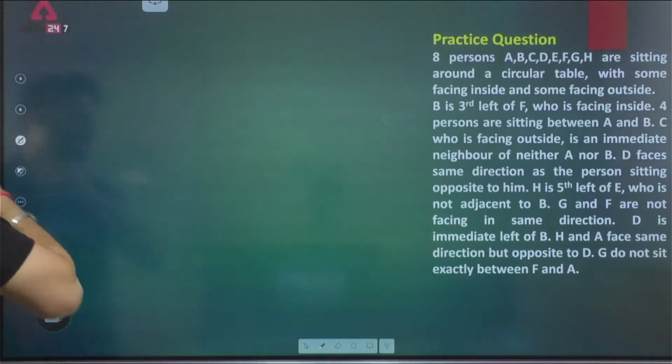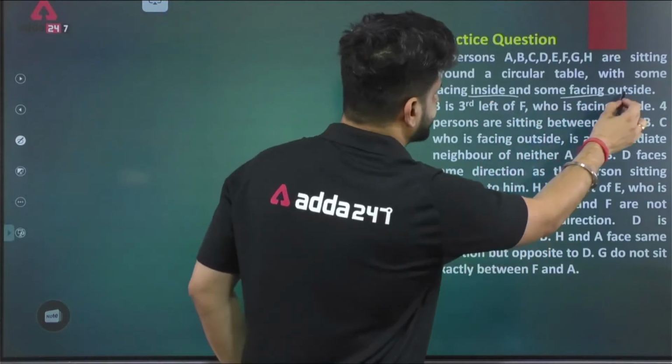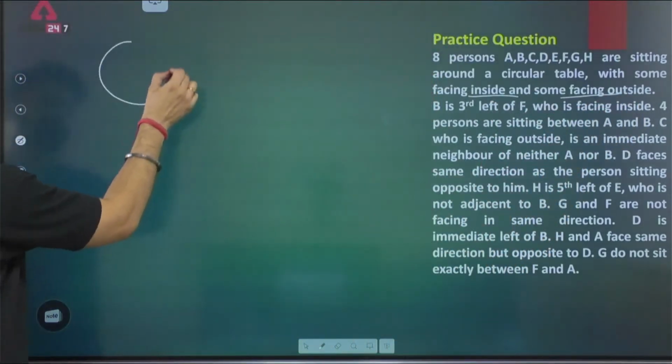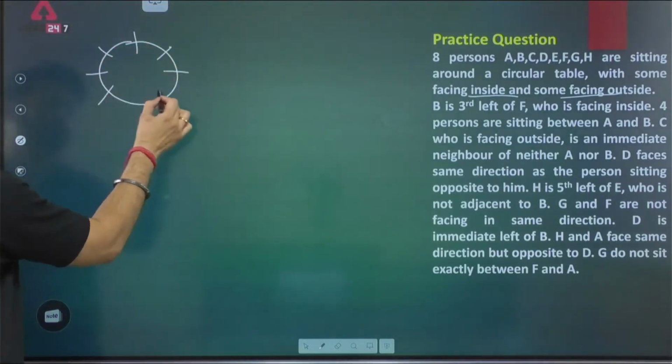So there are total 8 persons sitting around a circular table. Some are facing inside, some are facing outside, right? So I will draw all the possibilities. I will check all the possibilities. Total 8 persons, 1, 2, 3, 4, 5, 6, 7 and 8.